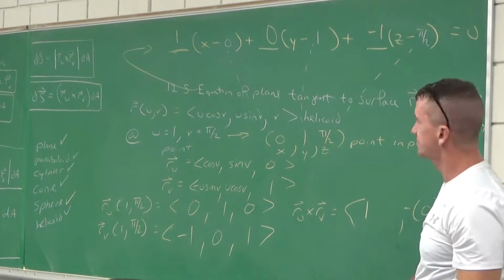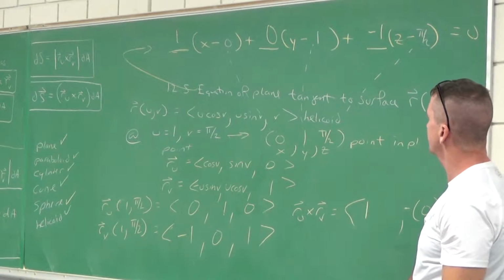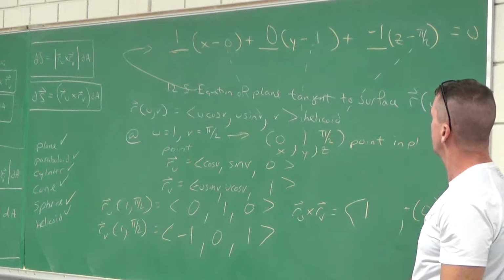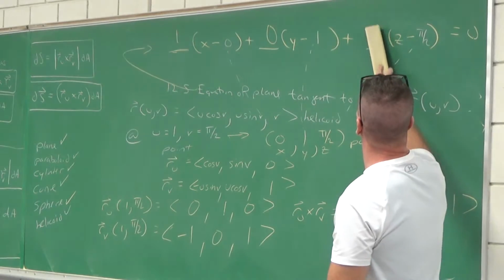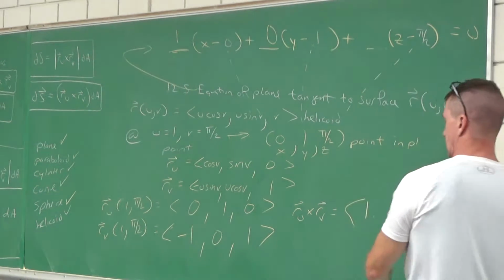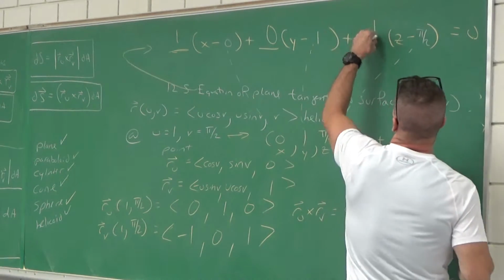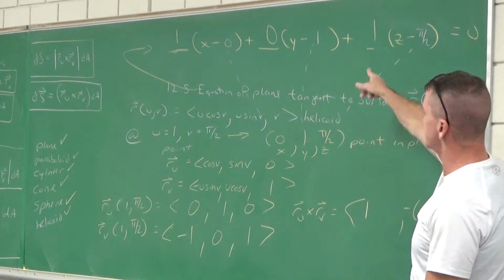Shouldn't that be positive 1? Let's see, did I miss one? The coefficient of the z component. The z component is a positive 1. Oh, thank you very much. I understand that was a 1 right there. It's a positive 1. That's the equation of the plane.